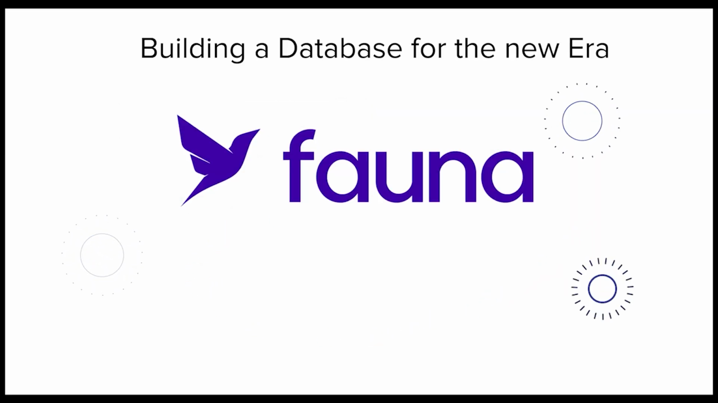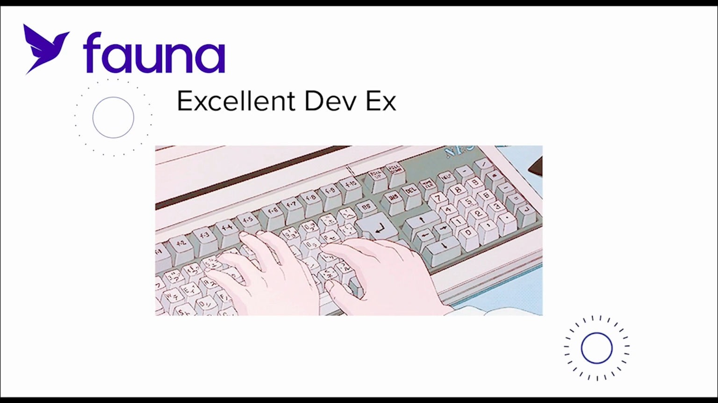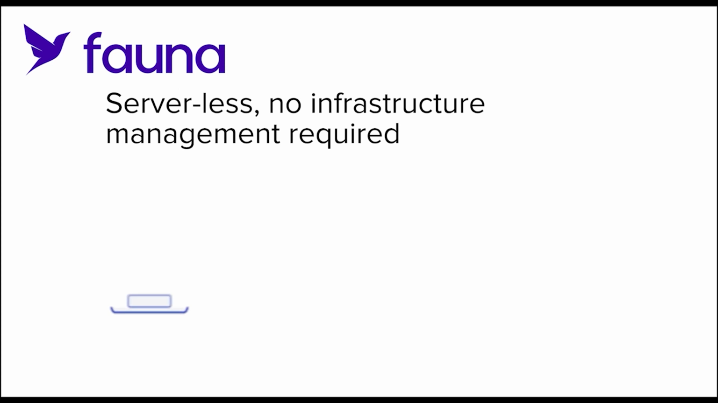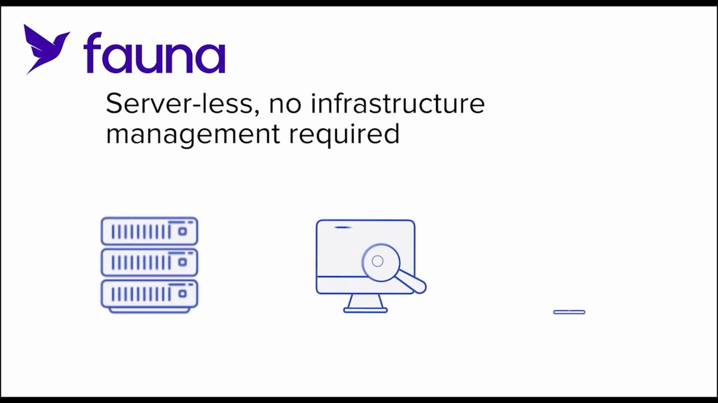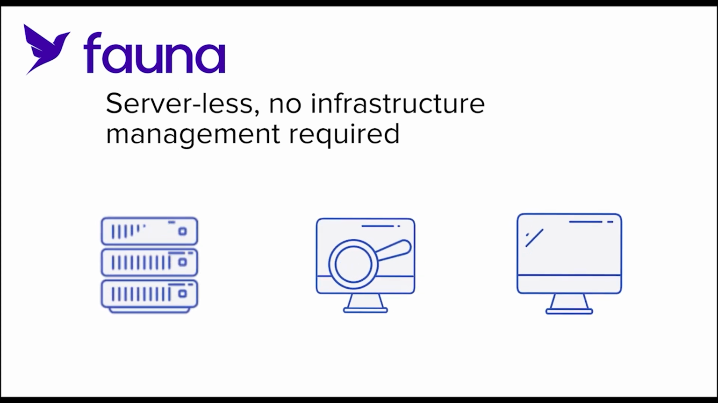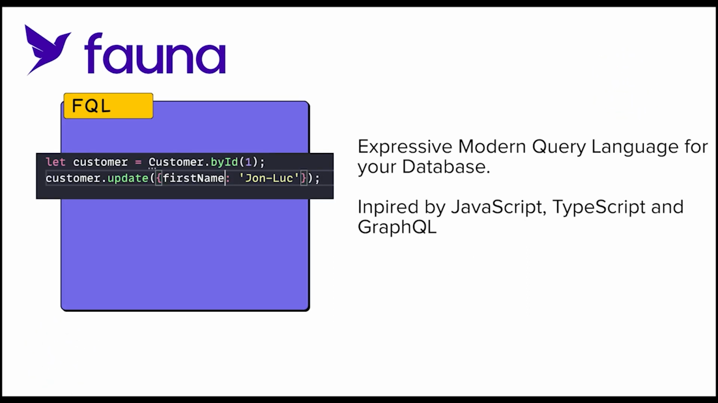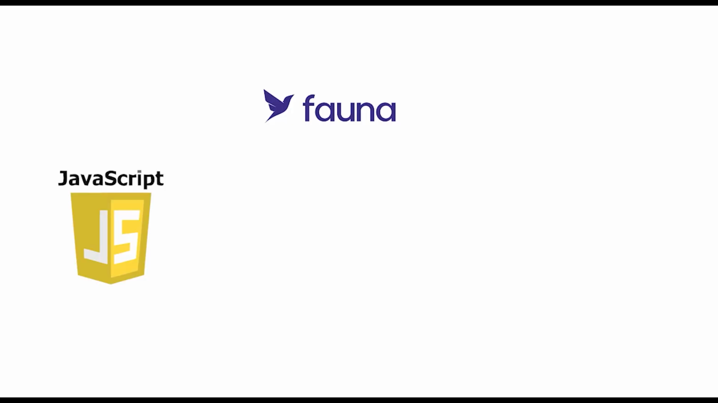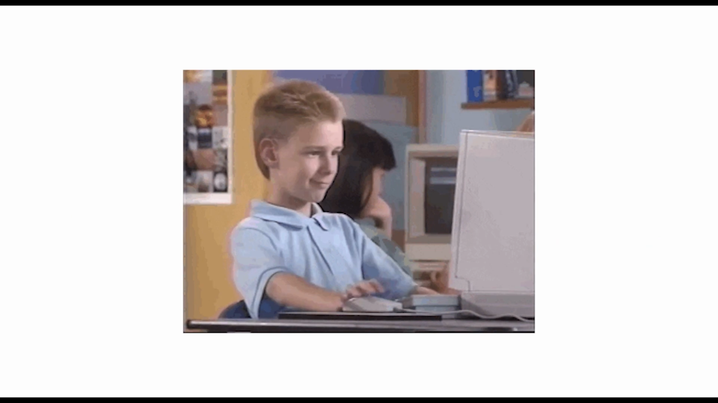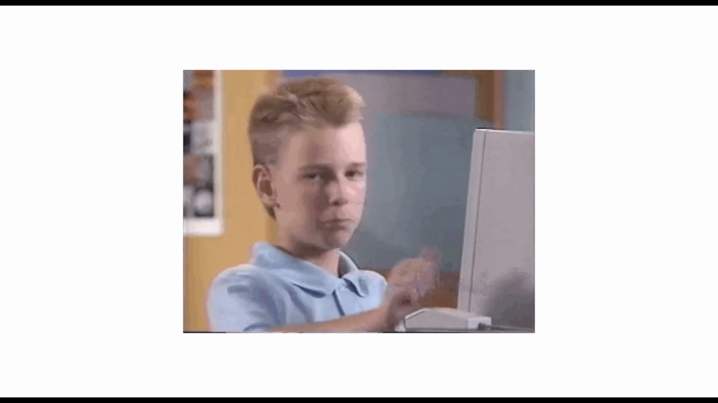That's why at Fauna we decided to build a database without any compromises. A database that has excellent developer experience, is completely serverless, auto-scales, and is as simple as using an API. We blended the best of both worlds. Fauna gives you the reliability and the data modeling power of a relational SQL database with the flexibility of a NoSQL database. As a cherry on top, we also created a powerful database querying language. It's inspired by JavaScript, TypeScript, and GraphQL. So if you know JavaScript, you can write Fauna queries like a champ.